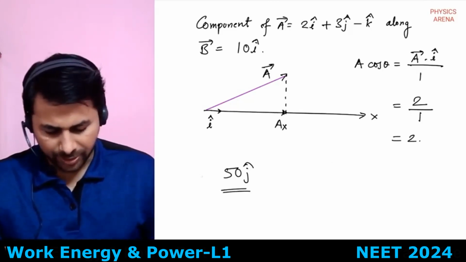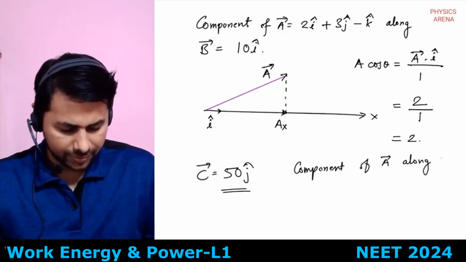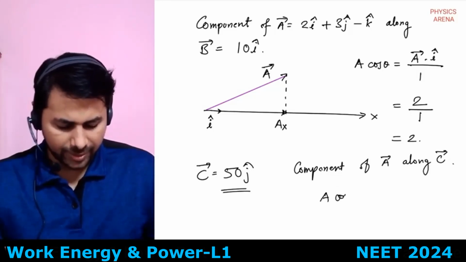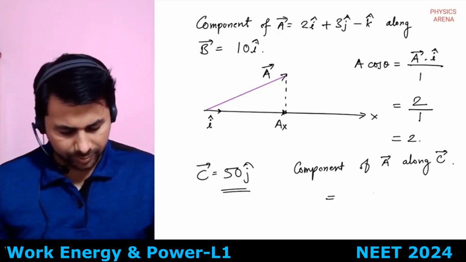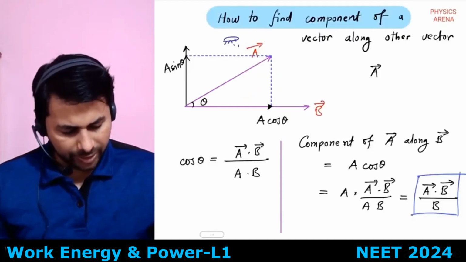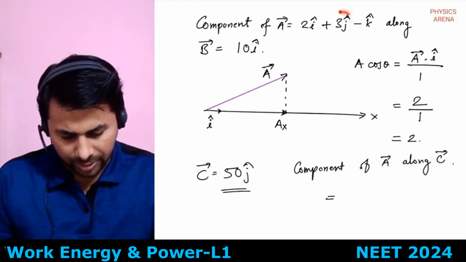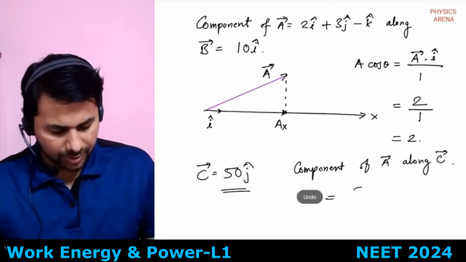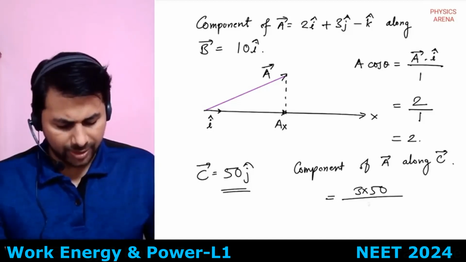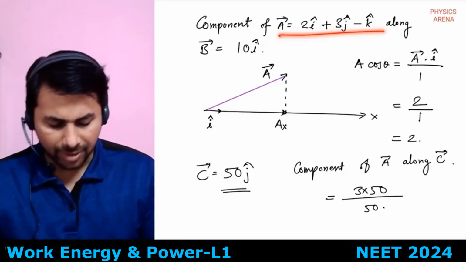And if you want to find the component along C bar, the component of A along C, it will be A multiplied by cos of theta once again. What's our formula? A bar dot B bar divided by the magnitude. It is this thing, 3 j cap multiplied by 50 j cap. So 3 times 50, divided by the magnitude of C. Okay, the component of A bar along C bar is A bar dot C bar divided by the magnitude of C.